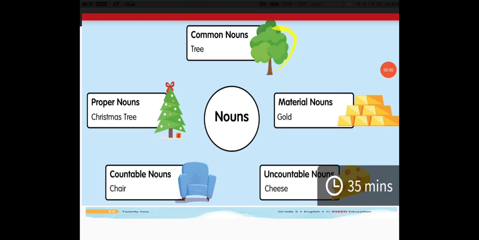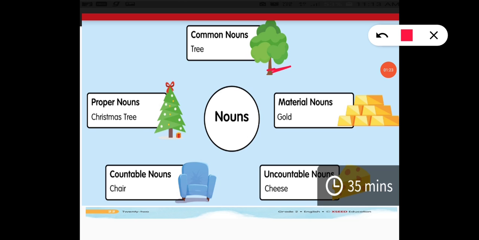So here is a tree. When we say tree, we are talking about a simple tree. Tree is just tree. We don't call it mango tree or neem tree. So it is common. Tree कोई भी हो सकता है. Any tree. This is a simple tree. So that is the general name. When the general name says boy, girl, that is called a common noun.